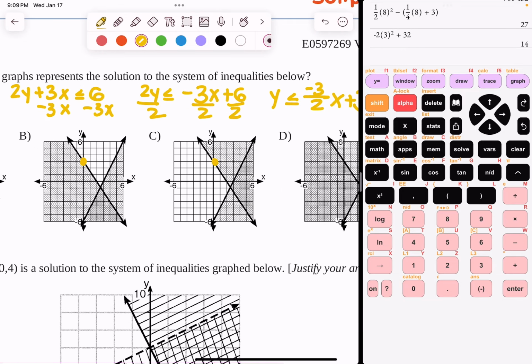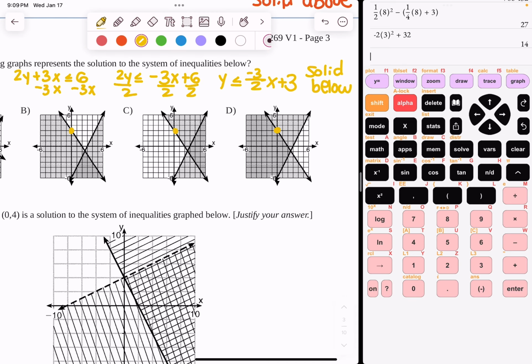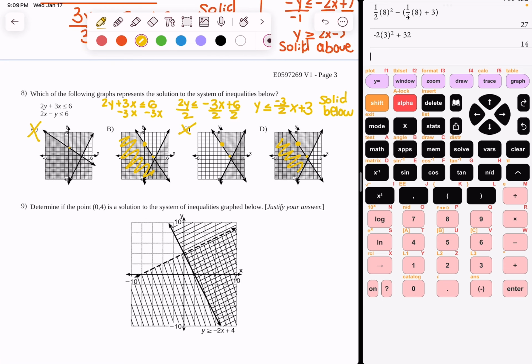C does start at 3. And D does start at 3, okay? And my slope is negative 3 over 2, which means I need to go down 3, to the right 2, down 3, to the right 2, okay? And I need ones that shade below. B is shading below. C is not shading below, so that's not good. And D is shading below, so that's good. All right, so we're in between B and D.